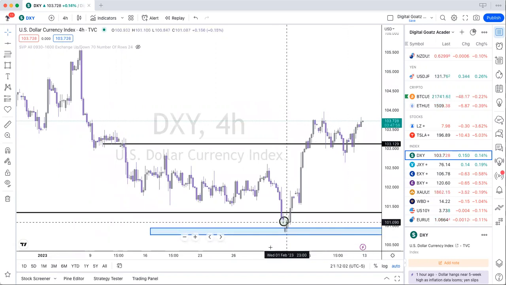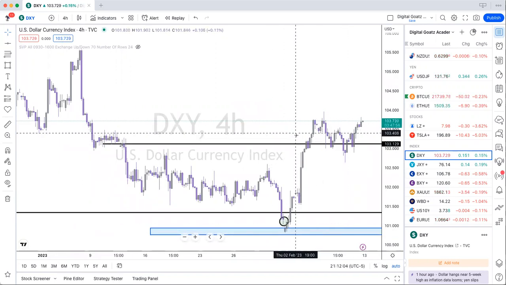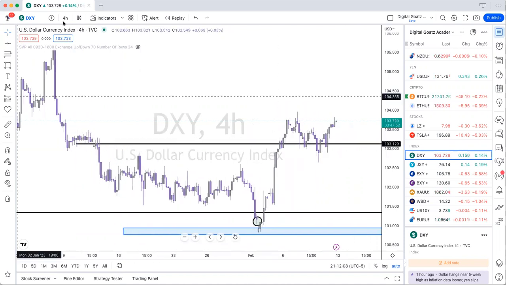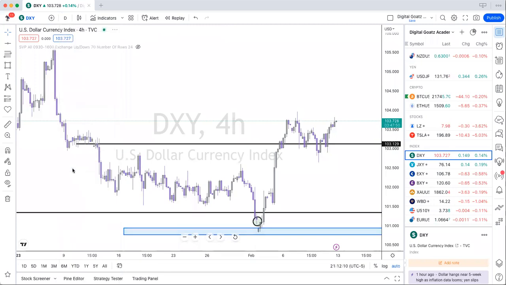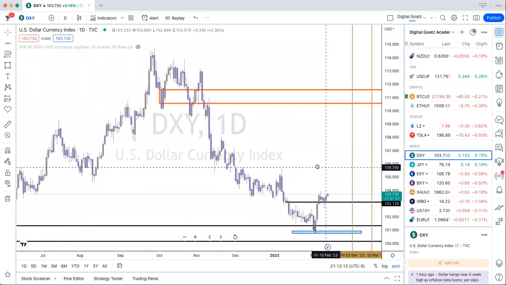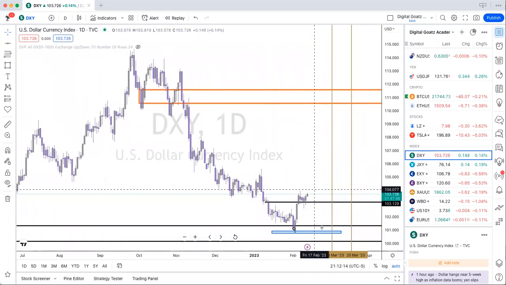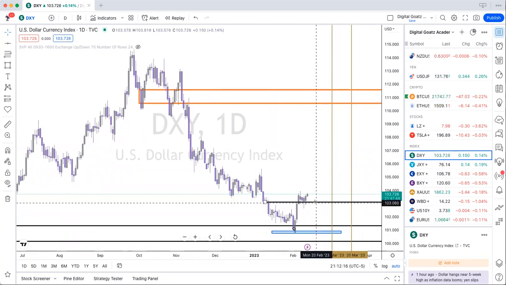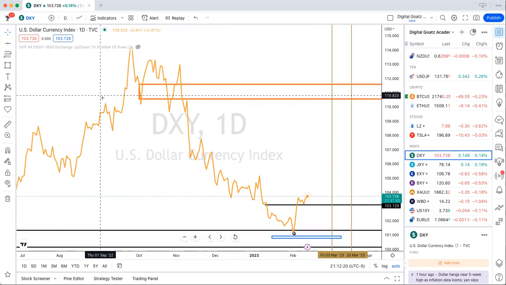It has filled in this gap right here and has yet to come down. If you look, this was the last area that I had it returning to. I'm not even sure why I drew this area. Maybe on a daily time frame there may be a gap up here or something that I recognize. But either way, right now, price action-wise, the dollar is bullish.